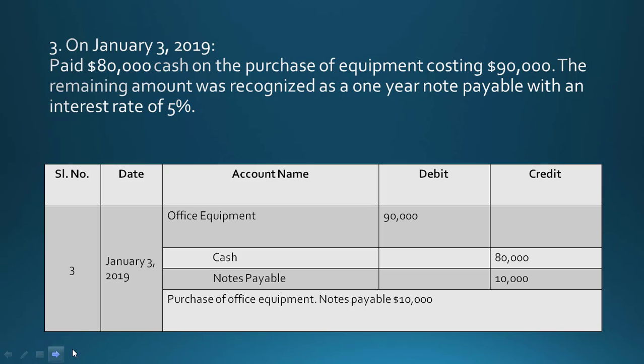So notes payable is a liability. Whenever there is an increase in liability, that should be credited. So let's see the next transaction.